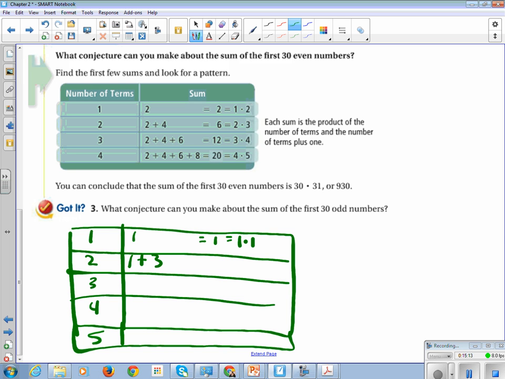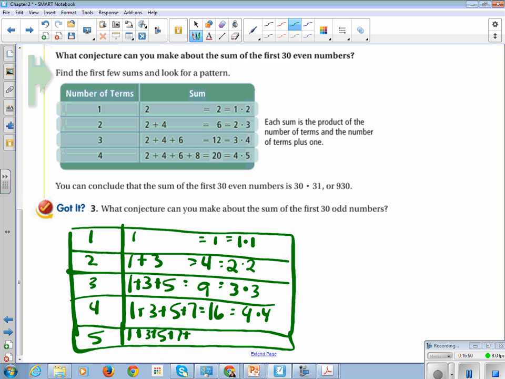The first two odd terms is 1 plus 3, which is equal to 4, which is equal to 2 times 2. Then you get 1 plus 3 plus 5, which is equal to 9, which is equal to 3 times 3. Then this one is 1 plus 3 plus 5 plus 7, which is equal to 16, which is equal to 4 times 4. 5 is 1 plus 3 plus 5 plus 7 plus 9, which is 25, which is 5 times 5.